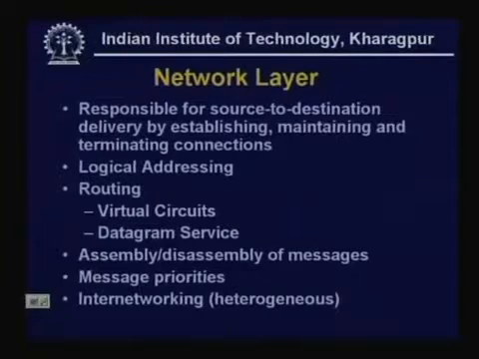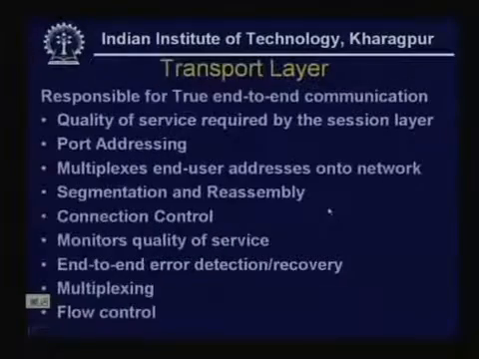There are examples of routing, virtual circuit and datagram service, as I have explained. It will do assembly and disassembly of messages. Messages may be assigned priorities, and it may be necessary to do internetworking, particularly in a heterogeneous network. That will be the responsibility of the network layer. Then comes the transport layer. This transport layer is responsible for true end-to-end communication.